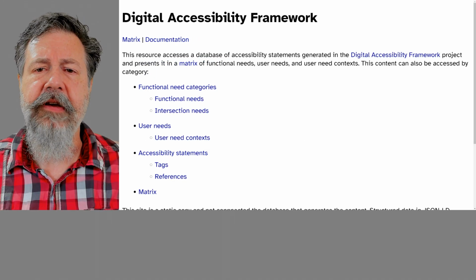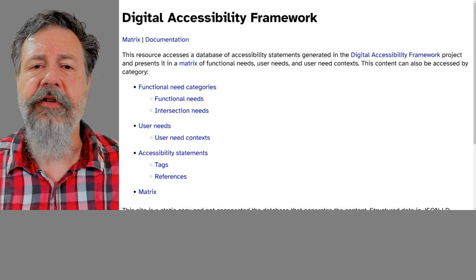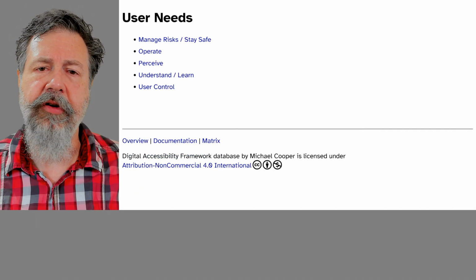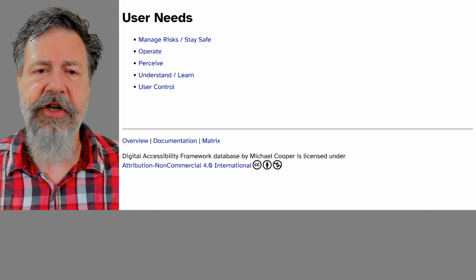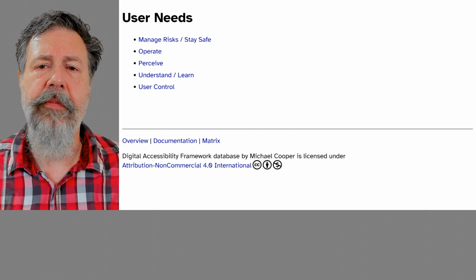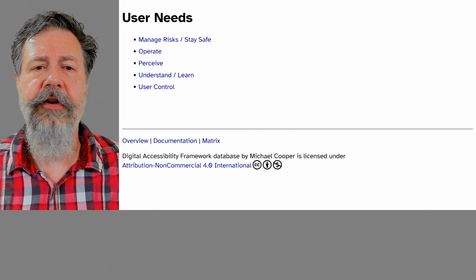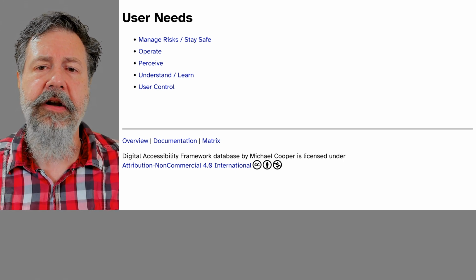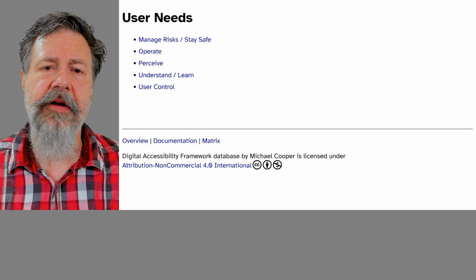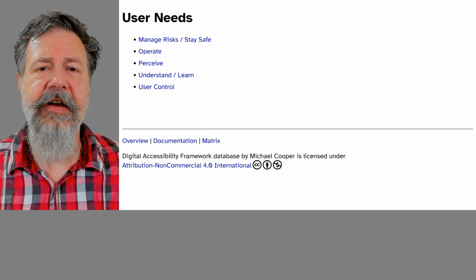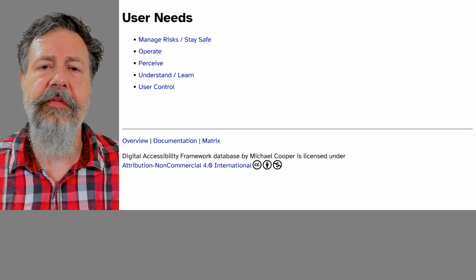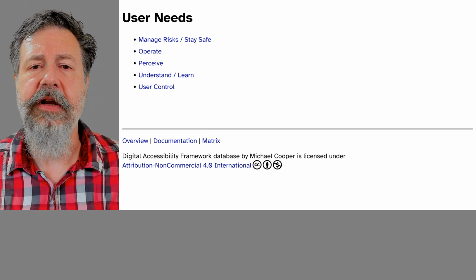After the functional needs in the overview is a list of user needs. The user needs also incorporate the POUR model, slightly changed to become perceive, operate, and understand/learn. We added user control and manage risks/stay safe, as early on we found those also to be universal considerations for accessibility.